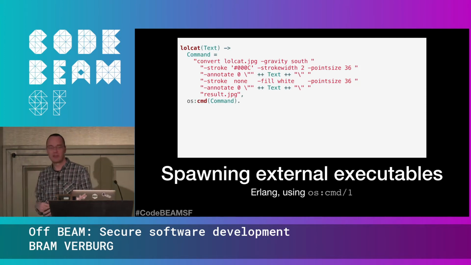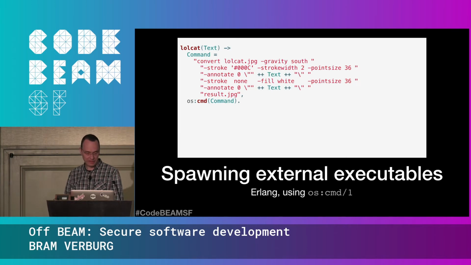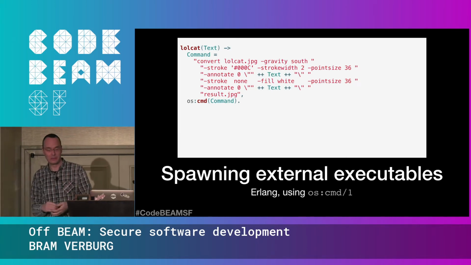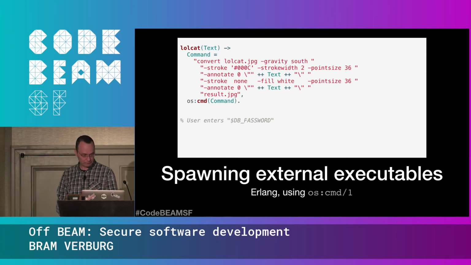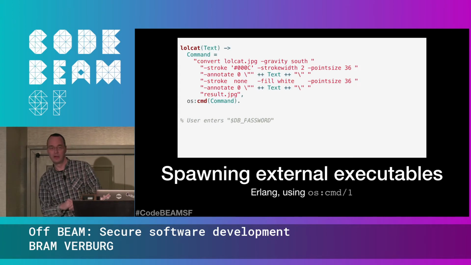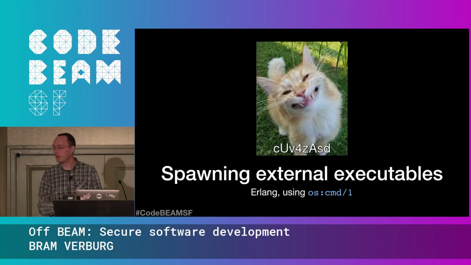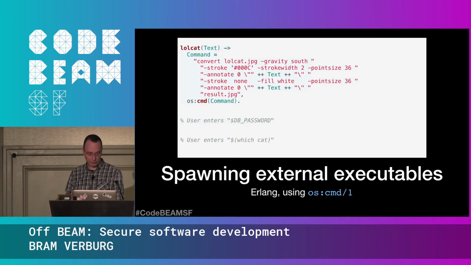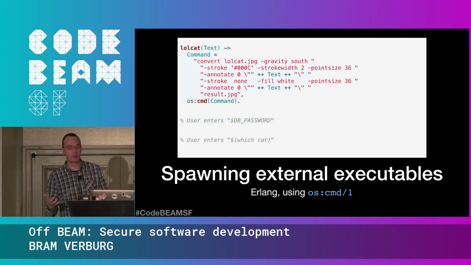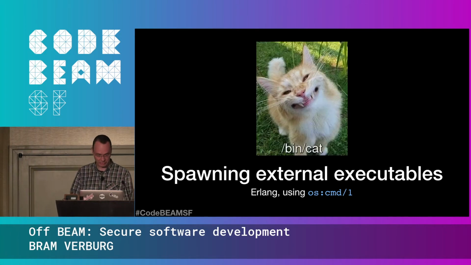So let's look at an example. Here's a website that lets you add a caption to an image. And I'm basically concatenating all the arguments into a string and passing it to OSCMD. Now, if the user enters an environment variable like this, this will render the value of my environment variable on the image. Okay, and of course, the attacker can do much more dangerous things. For example, run a command, which cat? Well, we saw a cat, which cat? This cat, /bin/cat.